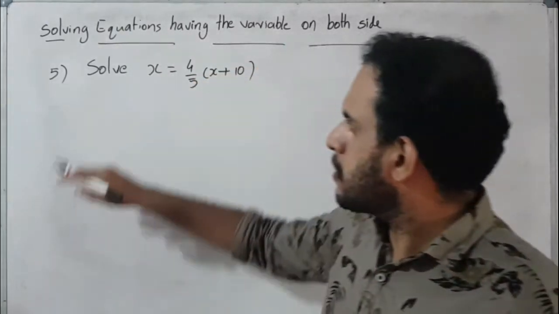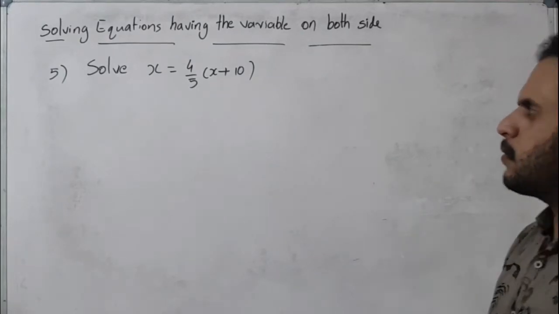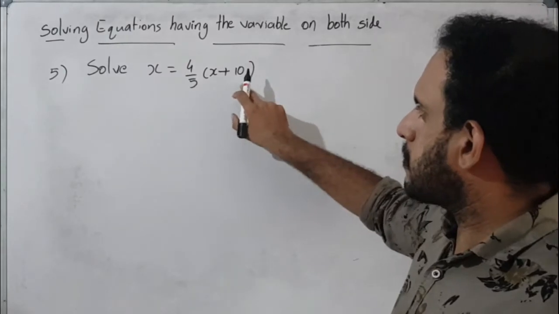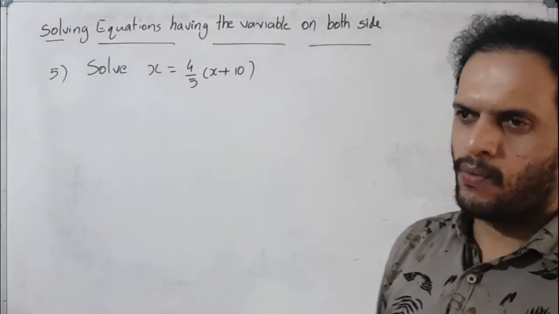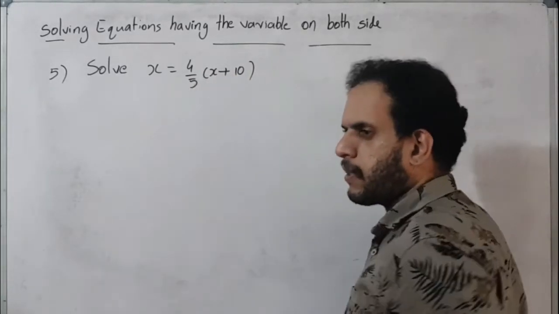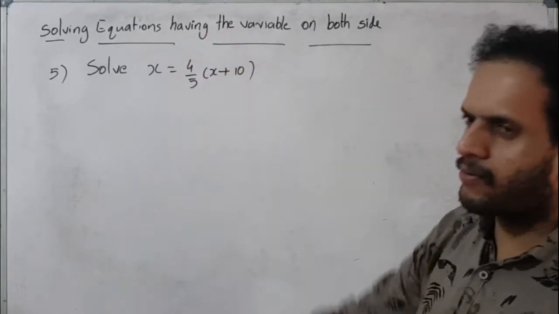The question is: solve x is equal to 4 by 5 into (x plus 10). Here we multiply this (x plus 10) by 4 by 5. Correct? So I told you first to expand the bracket. Correct? Expand the bracket. But here we have to multiply, the common number is in fractional form.